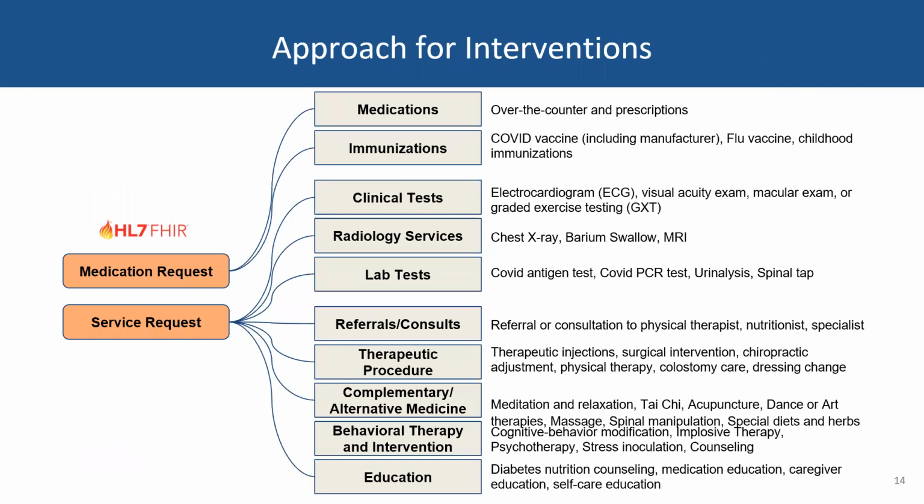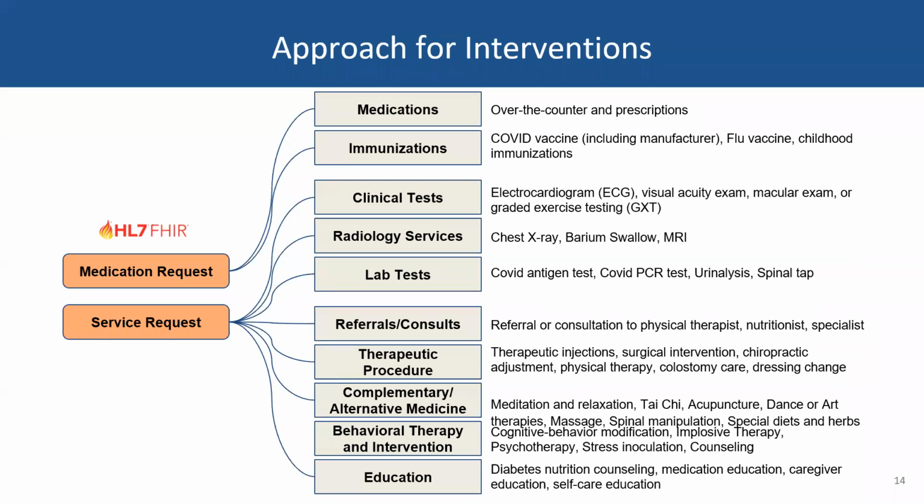Okay. So our next topic is the approach for intervention. This is definitely one of those areas where we are trying to introduce the notion of using the FHIR specification to enable flexibility in which data elements we're able to exchange as it relates to interventions. On the left-hand side, you'll see here medication request and service request. And these are two FHIR resource specifications that enable all of these categories that you see in the middle.